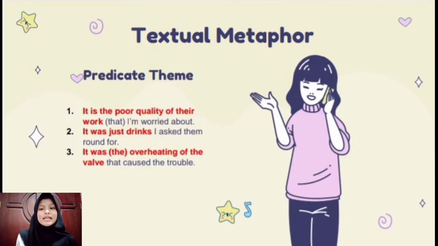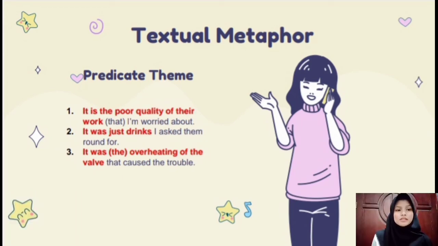Next, predicated theme. The predication is aimed at emphasizing a constituent. The form of predicated theme can be seen by the use of dummy it in the clause. For example, it is the poor quality of their work that I'm worried about.